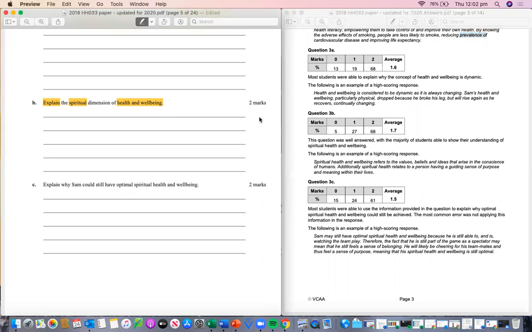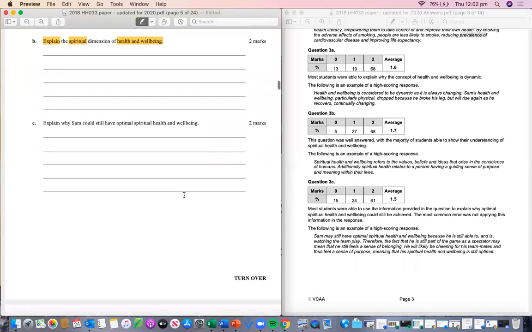Because it is worth 2 marks, 2 examples need to be provided within your definition. So your first one, obviously values, beliefs, and so forth, gets you that first mark. And then looking at how it can provide a person with a sense of purpose and meaning within their lives. Even as simple as I just mentioned it will get you your second mark. All right, nice and simple then.